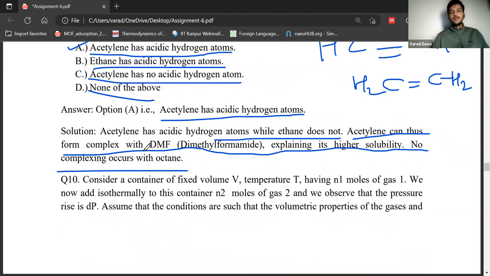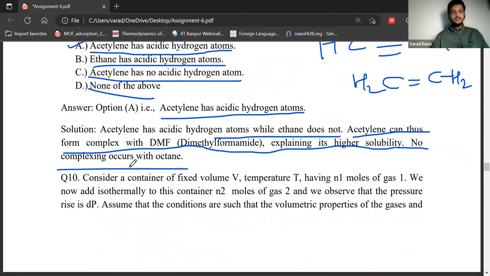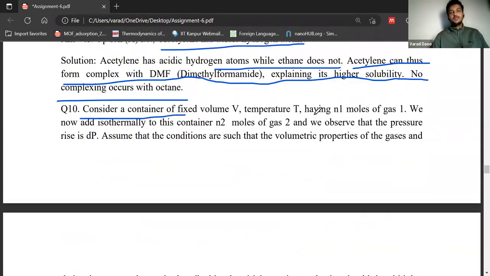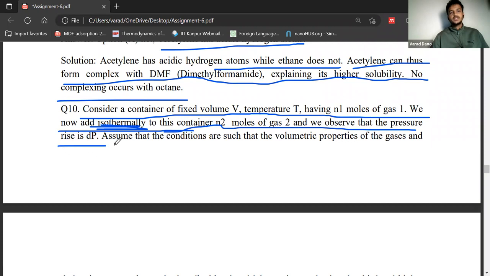Okay. So nobody has any doubts. So we'll move on to the next question. Consider a container of fixed volume V and temperature T having N1 moles of gas 1. We now add, isothermally, and isothermally is the word which has to be carefully noted, N2 moles of gas 2 to this container, and we observe that the pressure rises by dP.